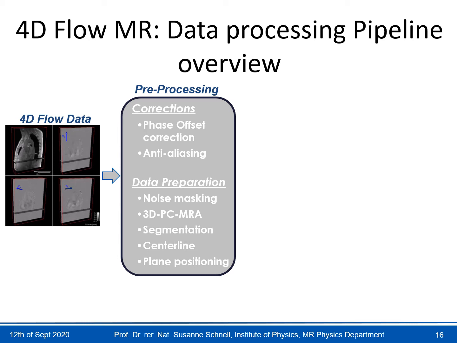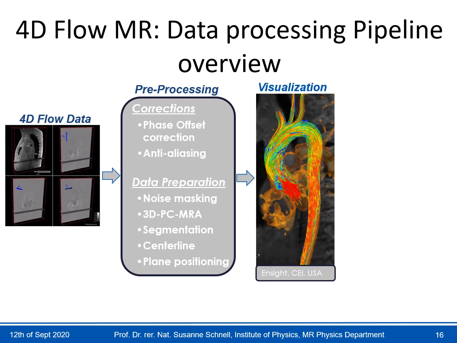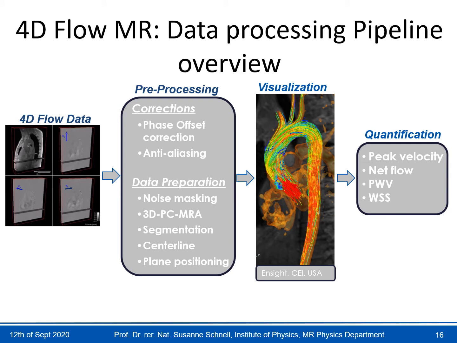And then oftentimes also a centerline approach comes into the game, where planes are positioned either manually or automated. Of course, then we can visualize using our angiogram as a mask, and we can extract quantitative parameters such as peak velocity, net flow, or pulse wave velocity, etc., to just name a few.